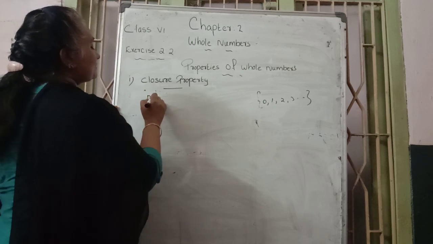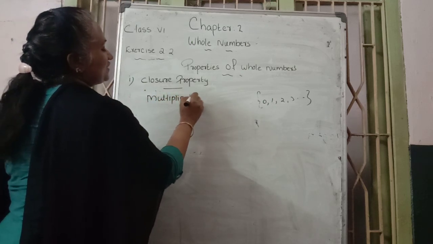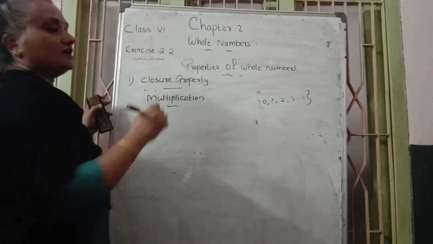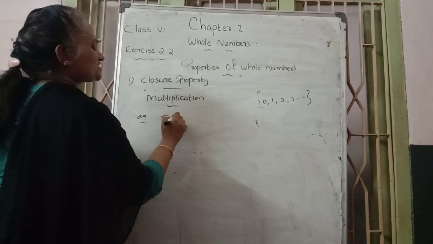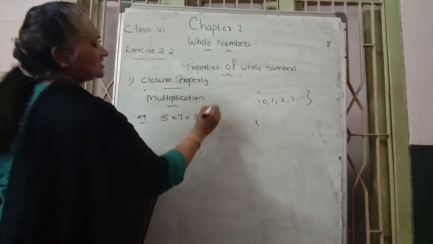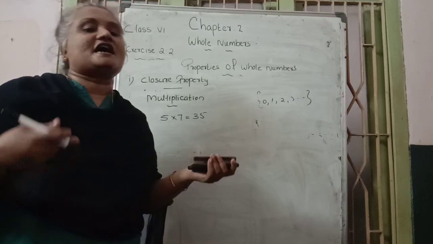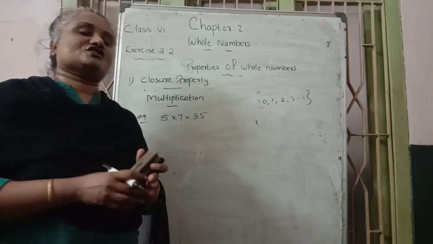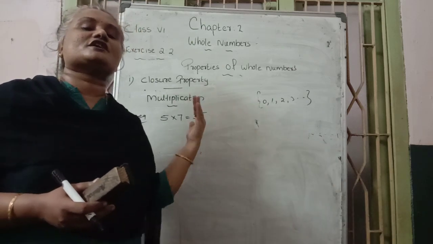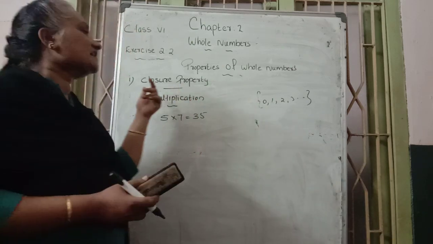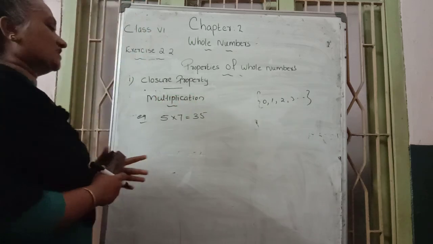What about the multiplication case? Is it satisfied or not? Let us check. Take an example, 5 into 7. How much will it be? 35. When we multiply whole numbers, we get another whole number. 5 is a whole number, 7 is a whole number, and 35 is also a whole number. That's why the closure property is satisfied under multiplication.